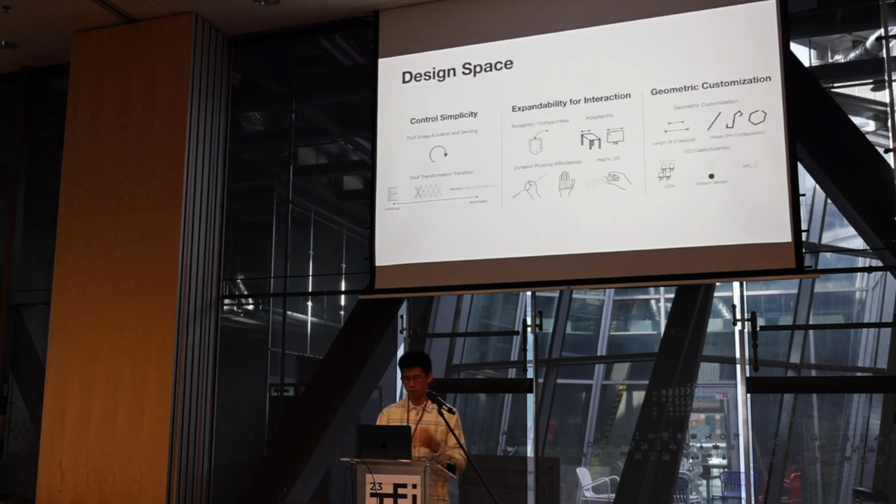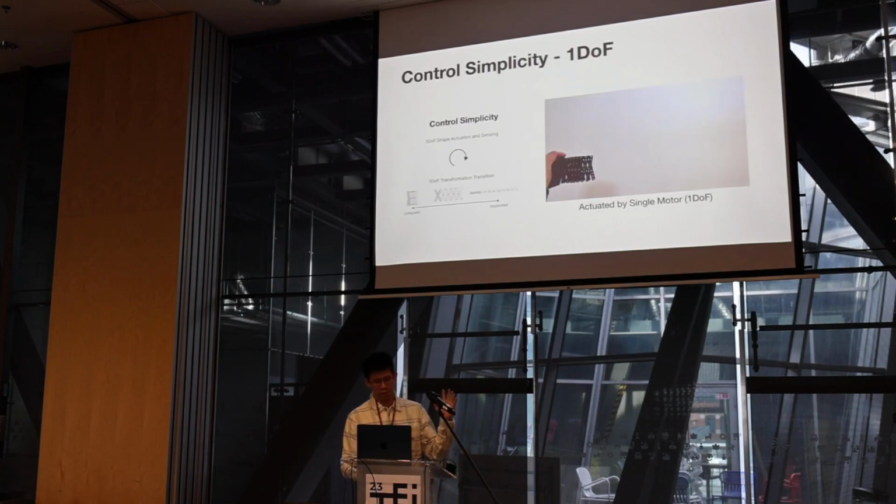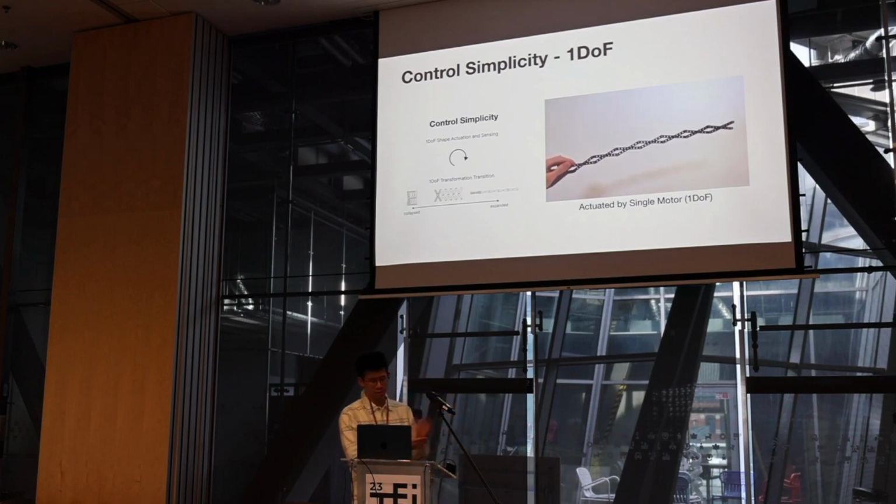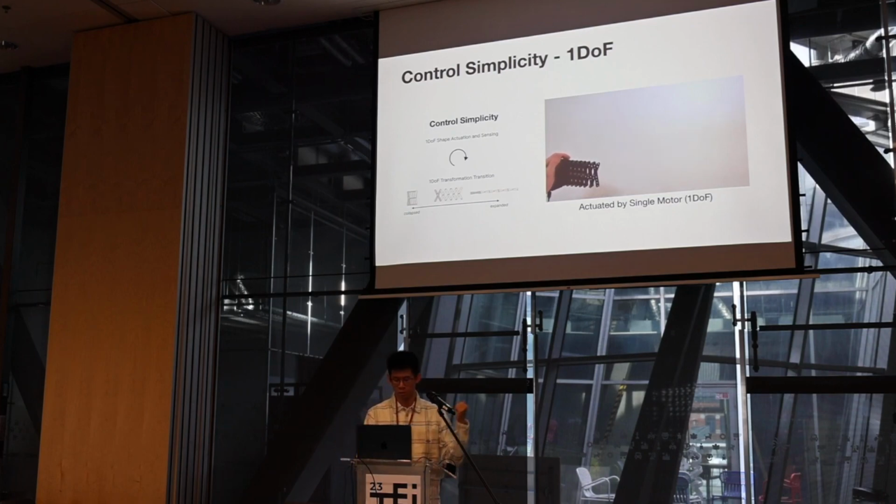We revisit those three features of scissor mechanisms and discuss their impacts. We start from control simplicity, which is super simple. There's only a single motor, 1 degree of freedom, to make full actuation, a gradual transition from a collapsed shape to an expanded shape. And here we have an example of an actuator using a single motor.